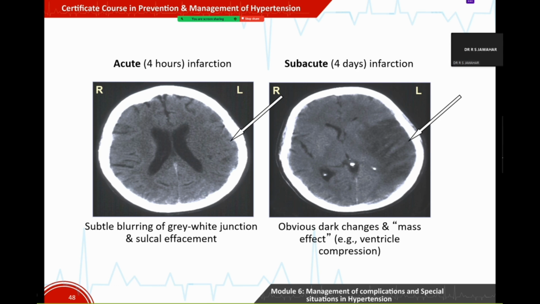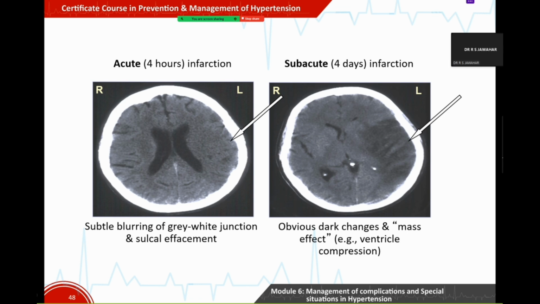See the acute infarction and subacute infarction. Acute infarction, 4 hours. So subtle blurring of the grey and white junction and the sulcal effacement. So just blurring of this grey and white junction is seen in the initial few hours of the infarct. So in the initial few hours of the infarct, if you get a CT scan, we may not appreciate the changes.